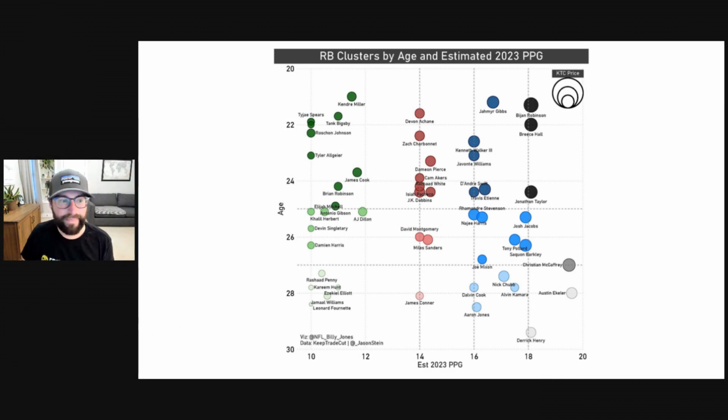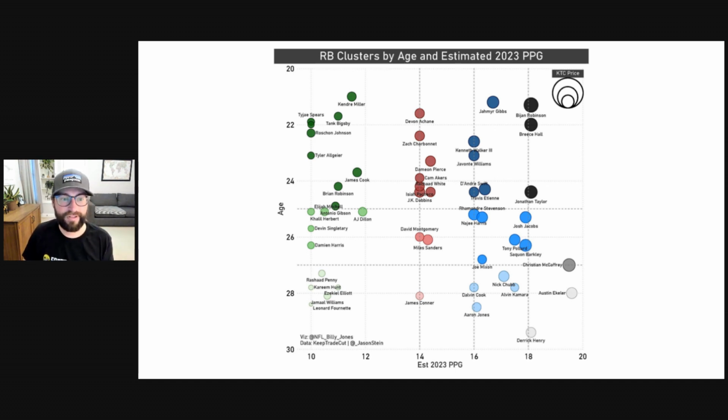This is the fantasy running back landscape broken up into clusters of similar players by age and points per game. These are not rankings; they're groupings of like-for-like players, and I think this is an exciting way to look at the running back group. The clusters are graphed with increasing estimated 2023 points per game on the horizontal axis and decreasing age on the vertical axis, so the youngest is on top.